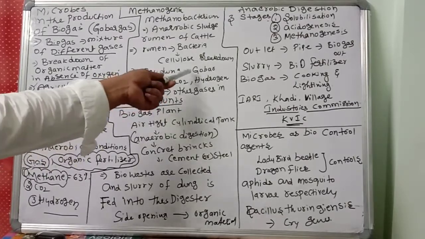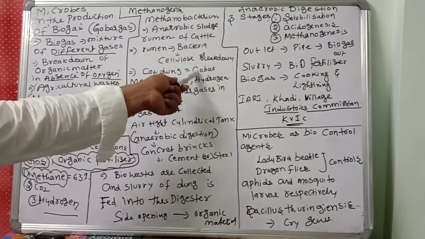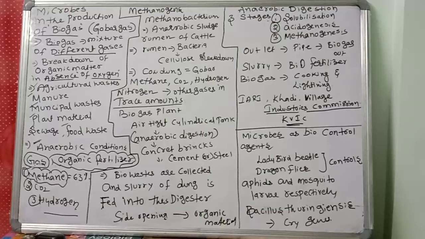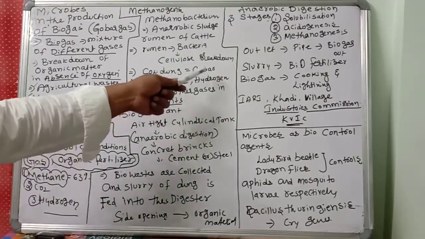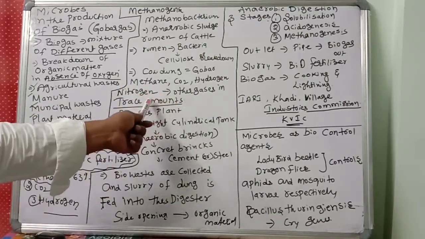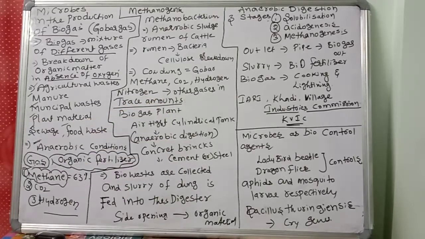Why are we calling it gobar gas? Because cow dung is called gobar, and we are using it for the production of methane gas. That's why we are calling it gobar gas. Methane, carbon dioxide and hydrogen are the major components of gobar gas or methane gas, and nitrogen and other gases are also there in trace amounts. Okay children, that is important.